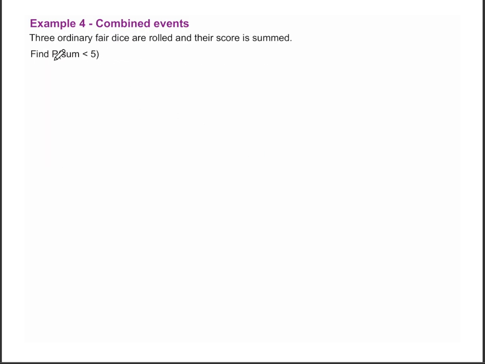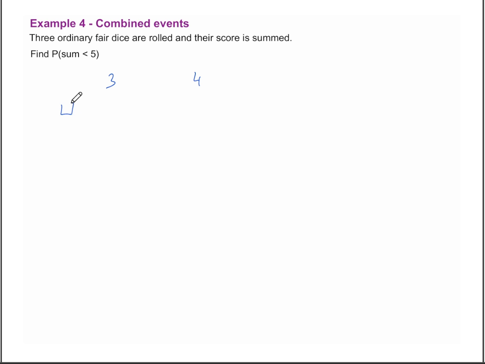Next up, we are told that 3 ordinary fair dice are rolled and the score is summed. We have to find the probability that the sum is less than 5. Now, there are only 2 possible options here that we can get for our sum to be less than 5 if we roll 3 dice. That is if we get a score of 3 or if we get a score of 4.